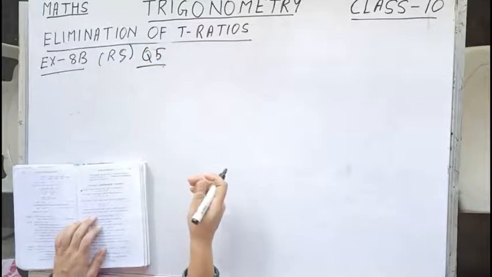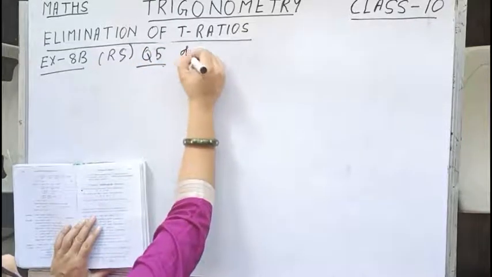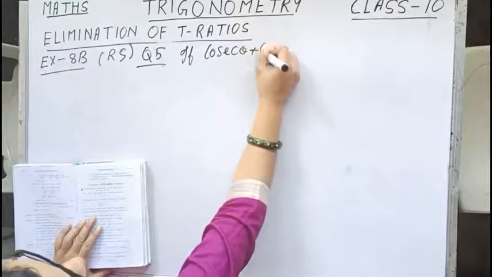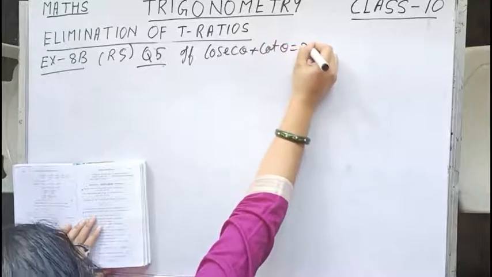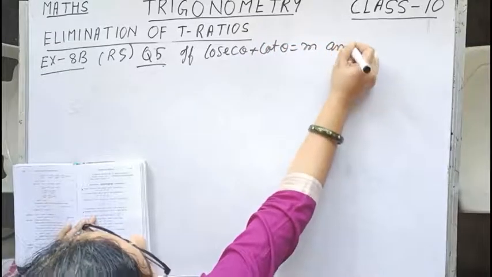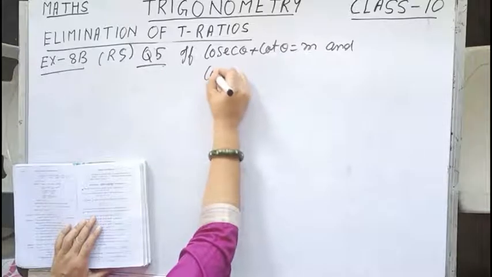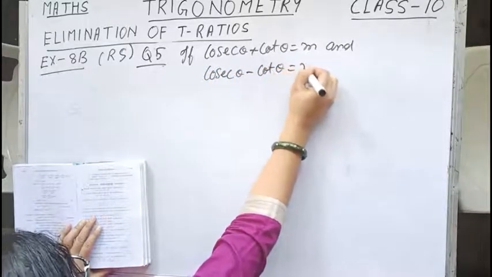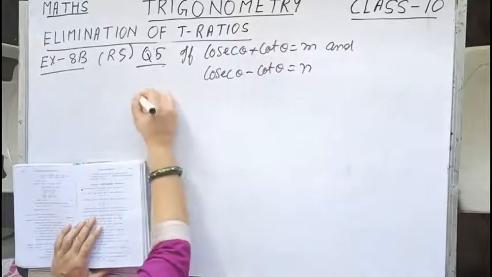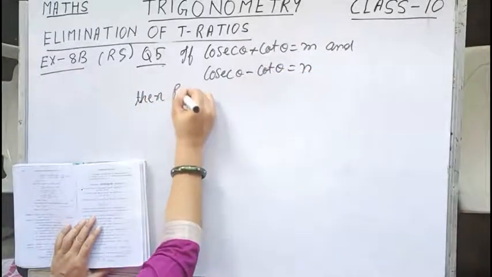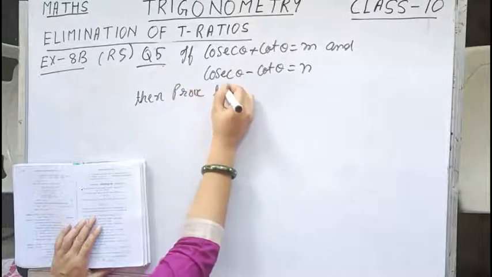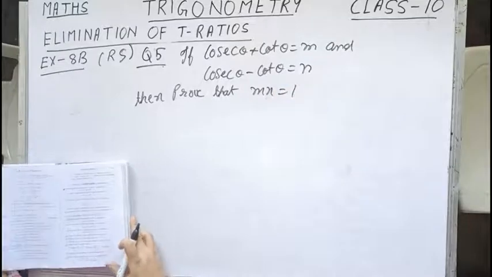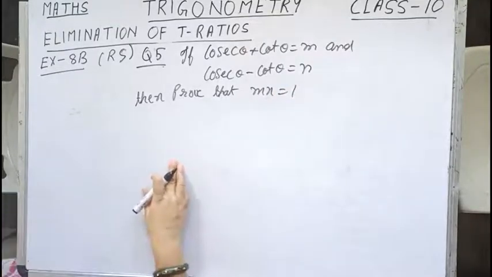Question number 5 is: if cosec theta plus cot theta equals m and cosec theta minus cot theta equals n, then prove that mn equals 1. You can do it similarly over here.